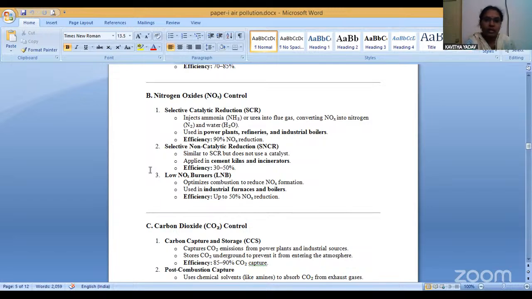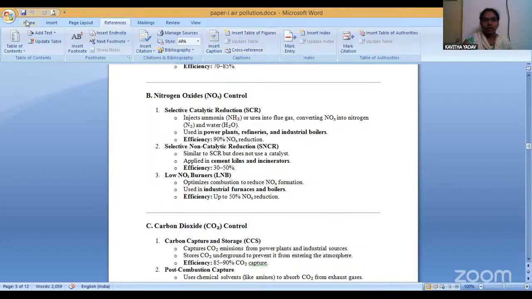The next one is the low nitrogen burners, LNB. They optimize combustion to reduce nitrogen oxide formation and are used in industrial furnaces and boilers. The efficiency is up to 50% in reducing nitrogen compounds.